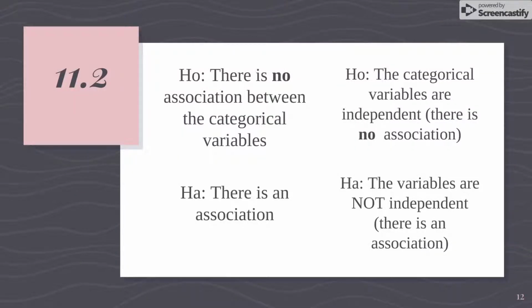And for these tests, your hypothesis is about the same. You just really want to focus on your wording. So one way that you could put it is for your null, you can say there's no association between the variables, and then HA would be there is an association. Also, you can say for independence, your null hypothesis would be the categorical variables are independent. There is no association. And then for your alternate hypothesis, you'll say the variables are not independent and that there is an association. You don't want to say that they're dependent. You just want to say that there is an association.